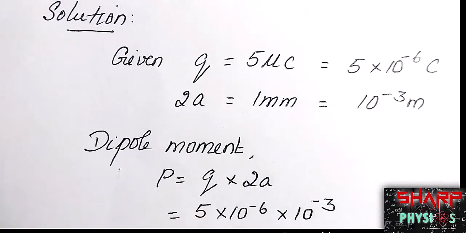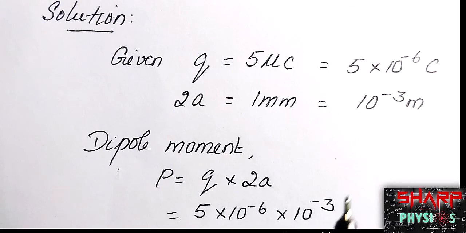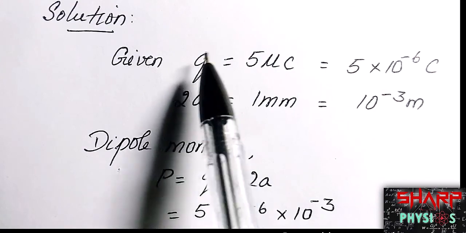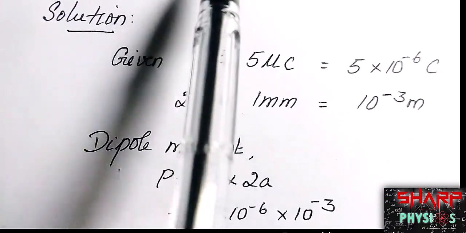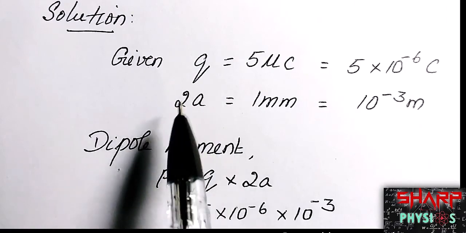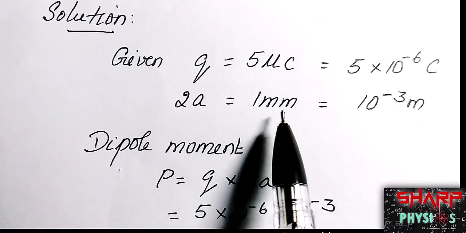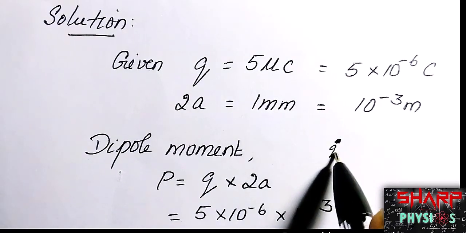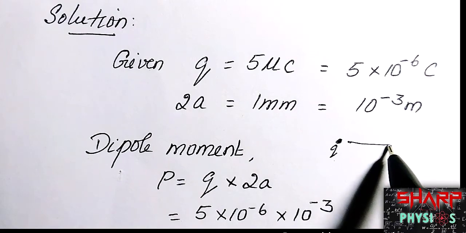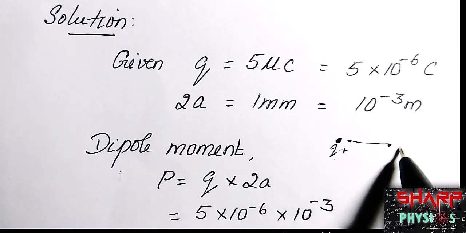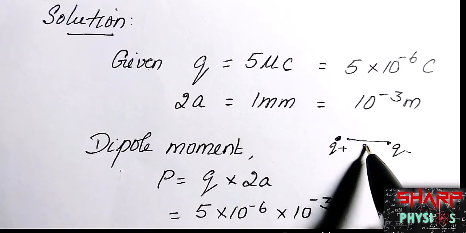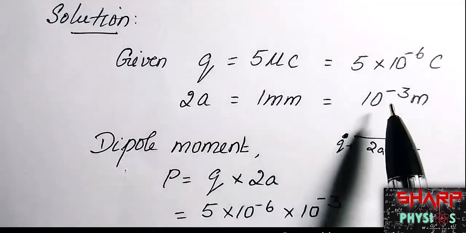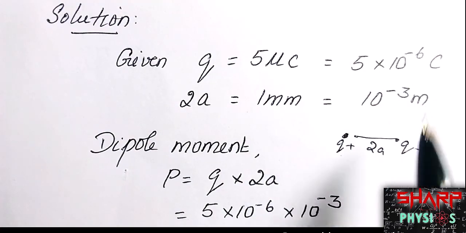So both have positive and negative charge of 5 microcoulomb, which is equal to 5 into 10 to the power minus 6 coulomb. So we take one as Q. And the distance between these two is 2a, which is equal to 1 millimeter. From positive Q to negative Q, the distance is 2a. So this 1 millimeter is equal to 10 to the power minus 3 meter.